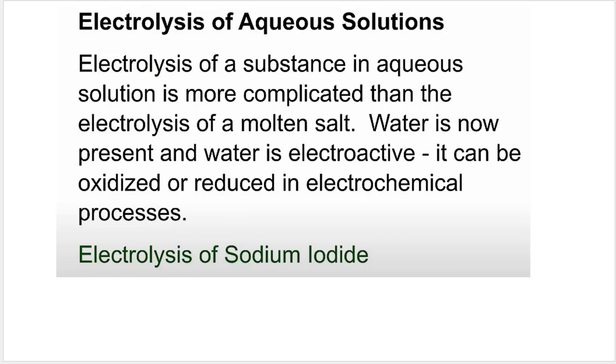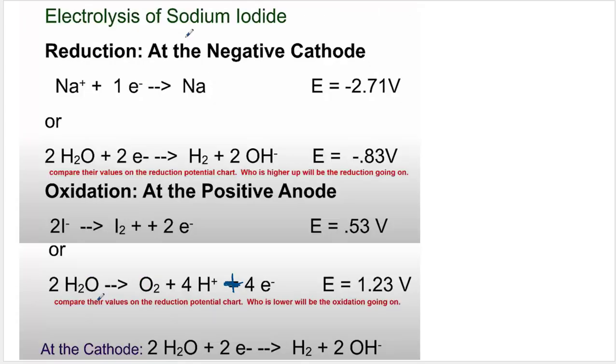What can be oxidized or reduced in chemical processes? So let's model what's happening here. We have the electrolysis of sodium iodide. And let's just remember here that this is an aqueous solution. It's not molten. It's not melted NaI, it's actually dissolved in water.